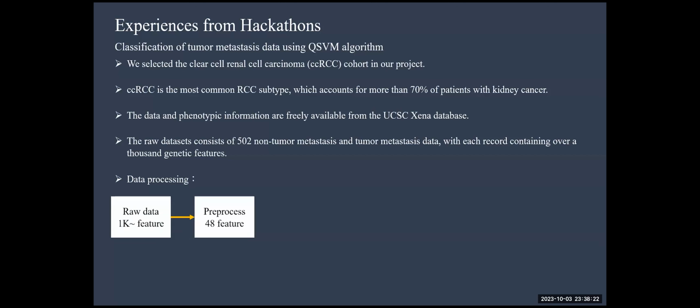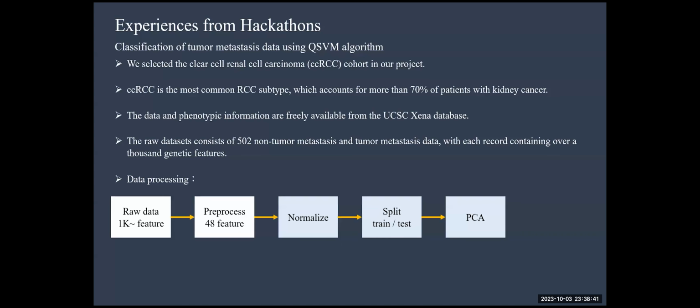There is a data processing pipeline. First, the raw data undergo a pre-processing step to select 48 genetic sequences highly correlated with tumor metastasis. Then the data is normalized and split into training and test sets, and principal component analysis, PCA, is used to reduce the features. Finally, the data will be input into the QSVM algorithm.